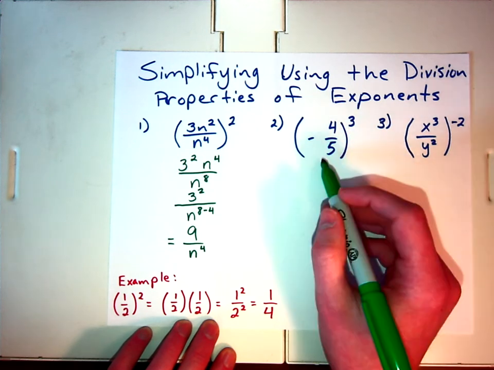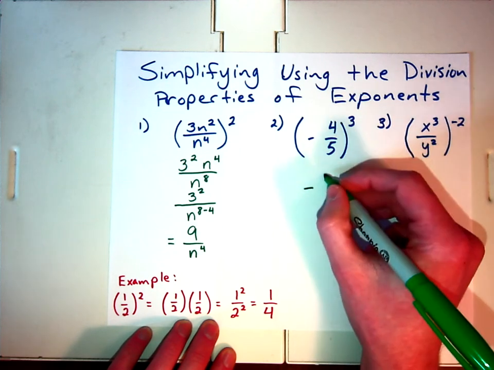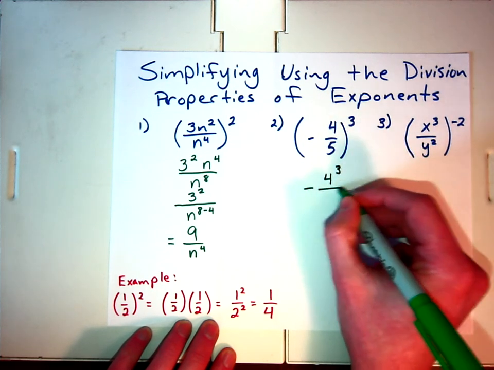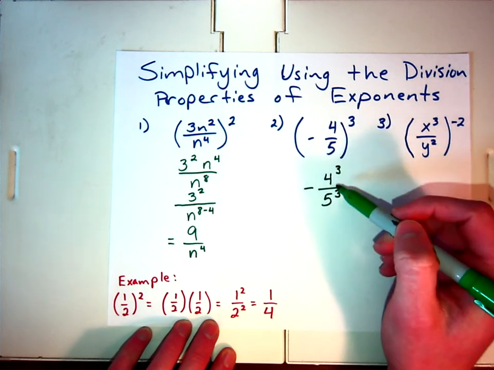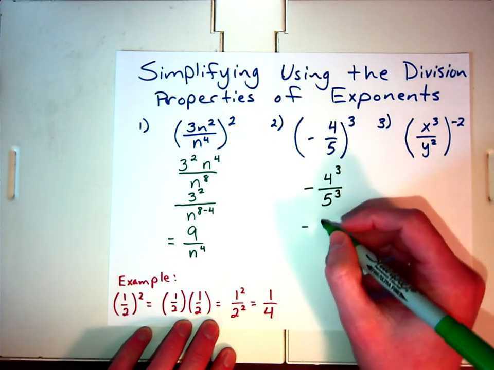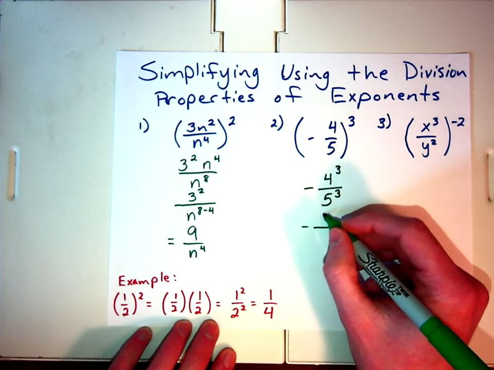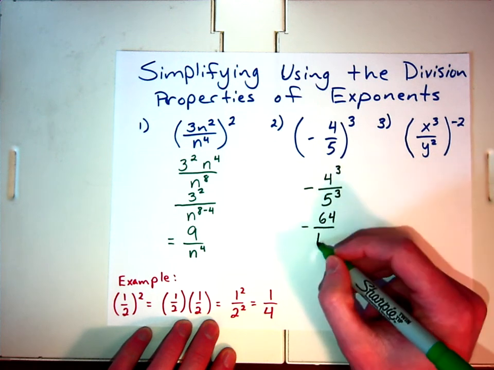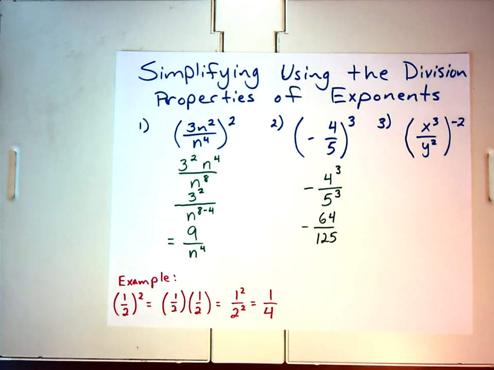Well, let's take a look at this. Since it's an odd exponent, it's going to be negative, and it's going to be 4 to the 3rd power over 5 to the 3rd power. From there, we can simplify it. It's still going to be negative. It's going to be 64 over 125. And we could look and say, is that going to simplify? But it is not going to simplify.